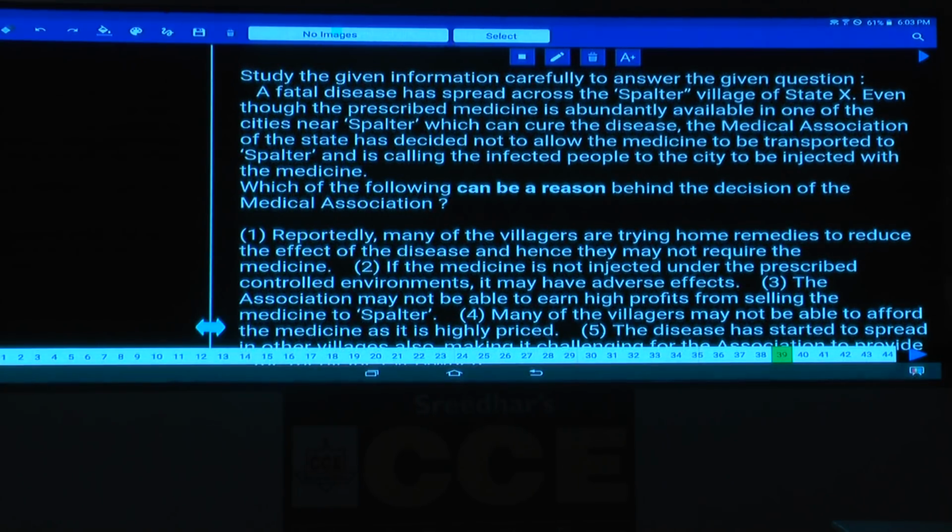What is this village here? The name of the village is Spalter village of state X. And what is a fatal disease? Fatal means very dangerous. Even though the prescribed medicine is abundantly available, okay, the medicine is there, that too it is available in abundance.